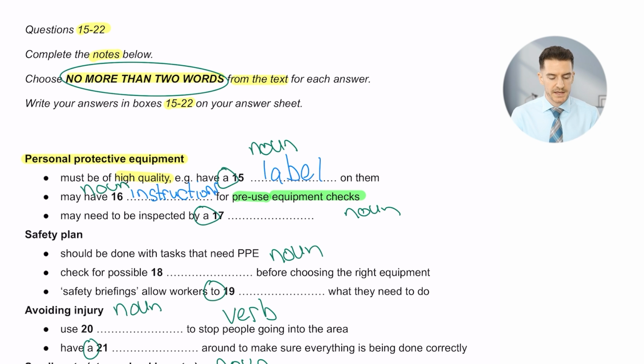Instructions. And again, always quickly read the full sentence or full note just to check that it makes sense. May have instructions for pre-usage equipment checks. Yes, that looks good. It makes sense. So we can move on to the next one. Now, the next one says, may need to be inspected by a. Okay, by a. So it's probably talking about a person.